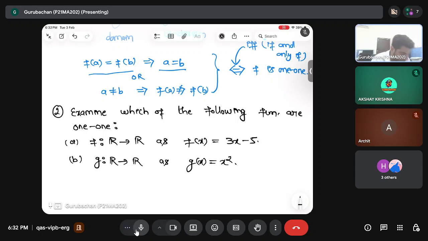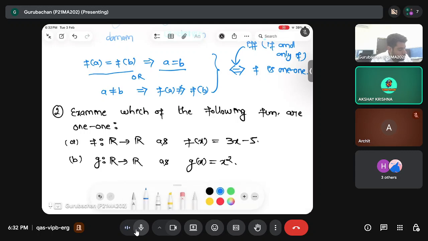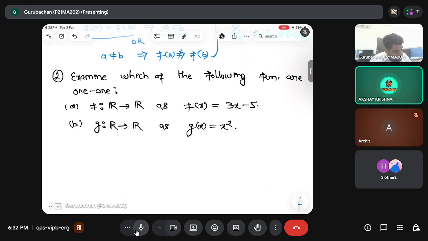Any answer? The first one is one-one, the second one is not. Reason? For the first one, when we substitute f of x1 equal to f of x2, we get 3x1 minus 5 equal to 3x2 minus 5. Cancelling out, we get x1 equal to x2. But in the second one, x1 square equal to x2 square does not imply x1 equal to x2, because it can be negative also.